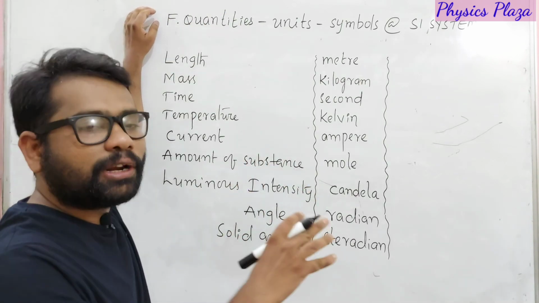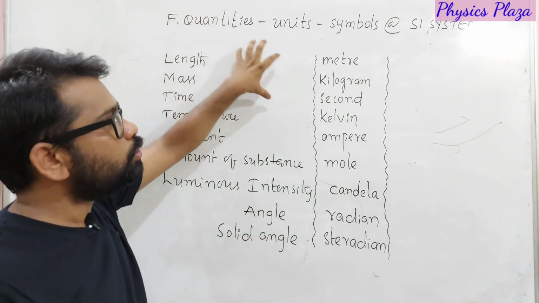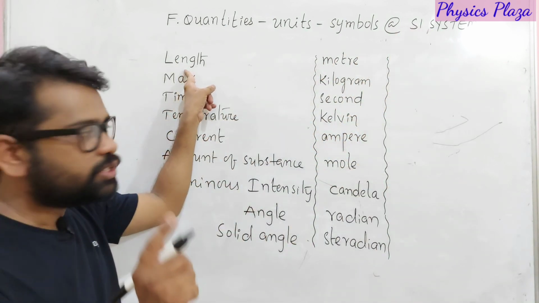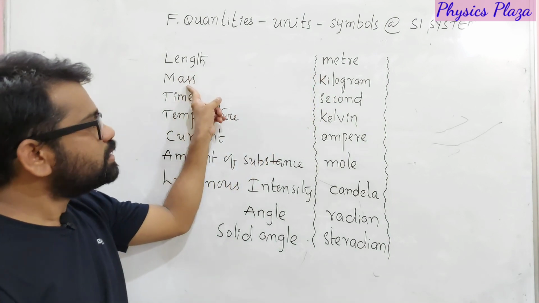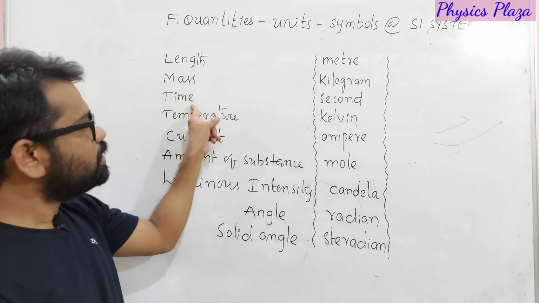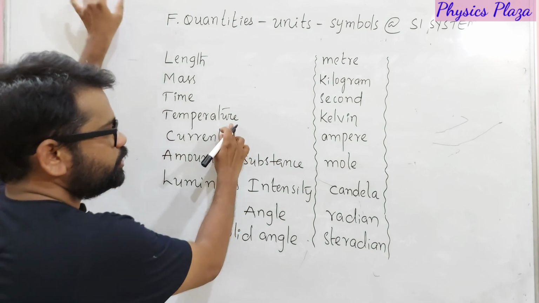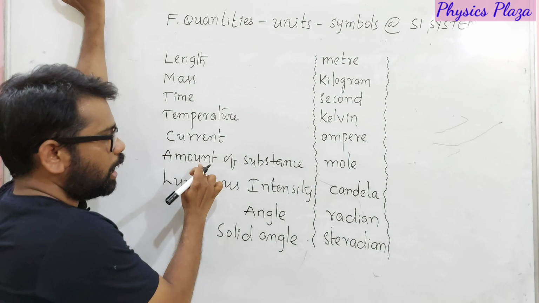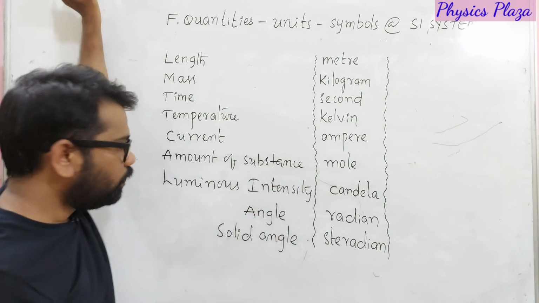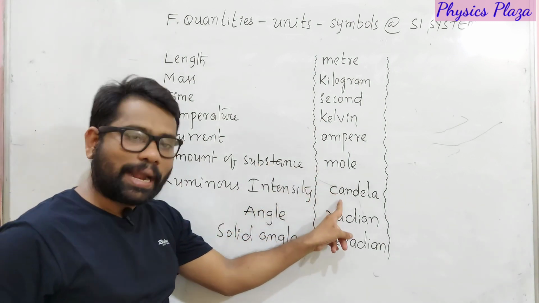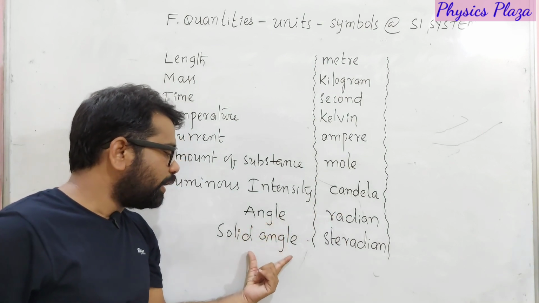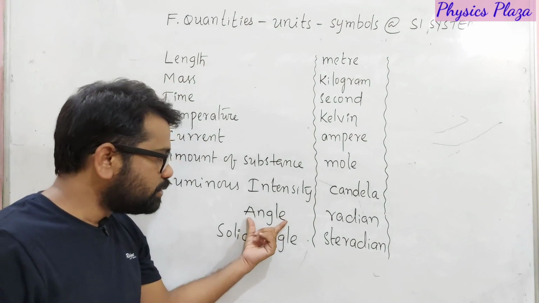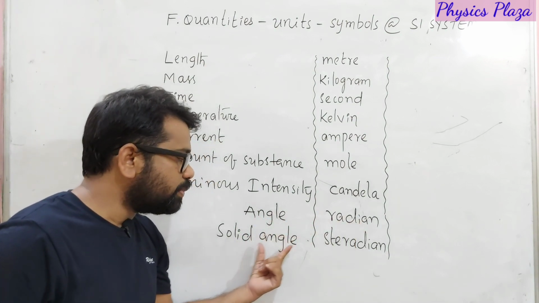These are the fundamental quantities which we are going to measure in terms of SI units only. Dear children, length is measured in meter, mass is measured in kilogram, time is measured in second, temperature is measured in Kelvin, current is measured in ampere, amount of substance is measured in mole, luminous intensity is measured in candela, whereas angle and solid angle are the supplementary quantities. Angle is measured in radian, whereas solid angle is measured in steradian.